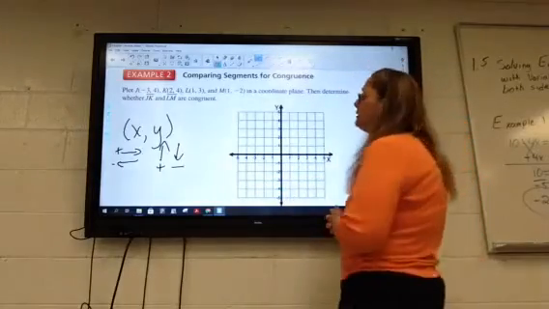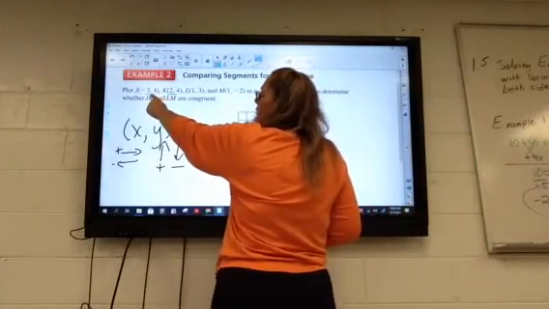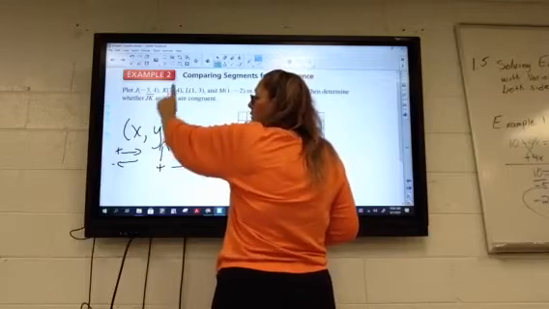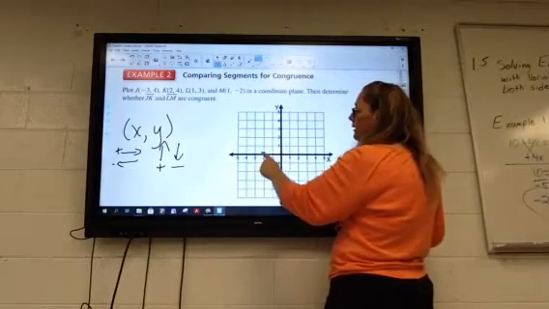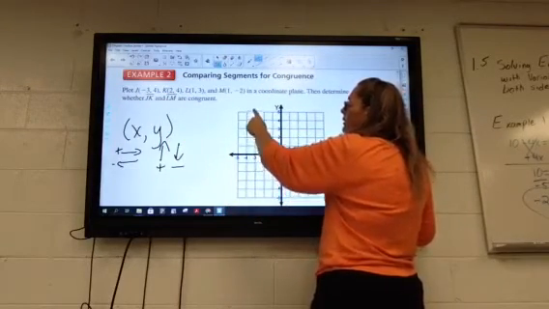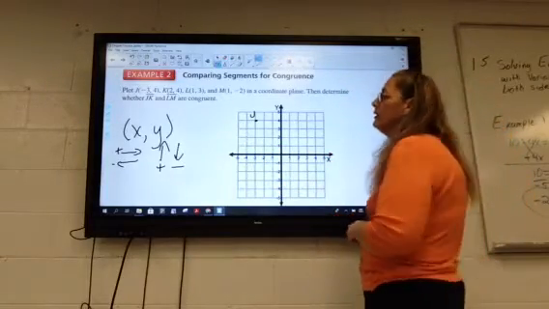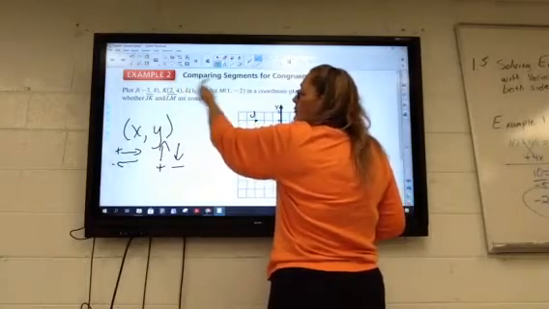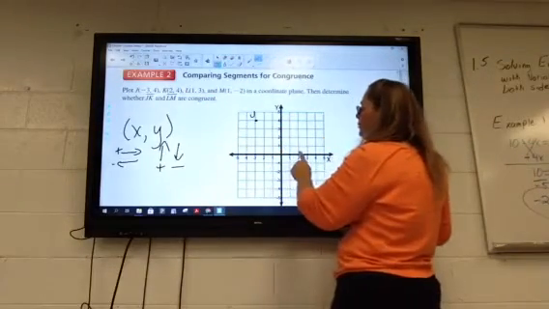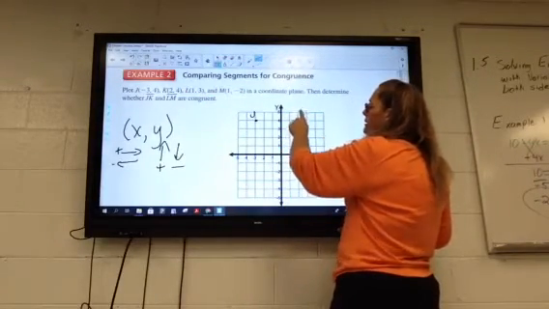So let's look at our points. J is negative 3, 4. That means I go to the left 3 and up 4. Label it. That's my J. K is 2, 4. So I go to the right 2 and up 4. That's K.